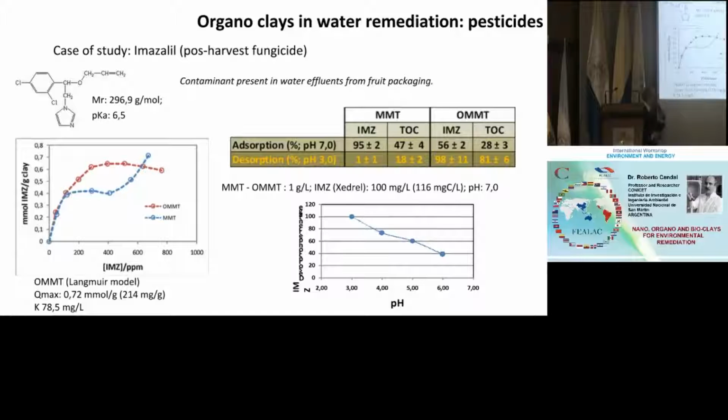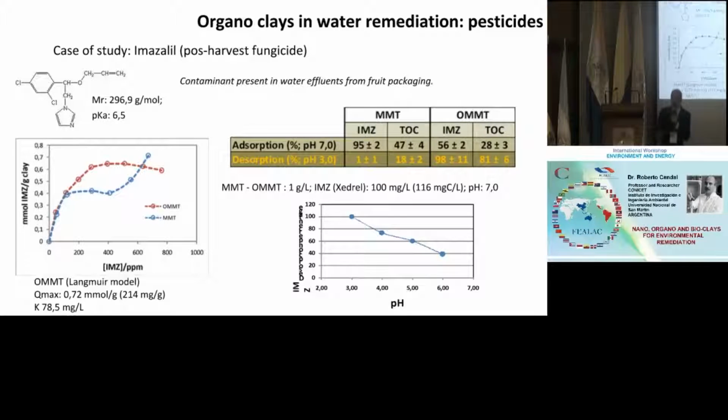Absorption doesn't have a strong electrostatic effect. What happens at pH 3? At pH 3, this substance reacts positively because we are under the pH neutrality. So you could expect that in the case of montmorillonite, nothing would happen because it is negative. Desorption is 0, but in organoclay, it becomes 98% of the absorption compared to the absorption at pH 7.